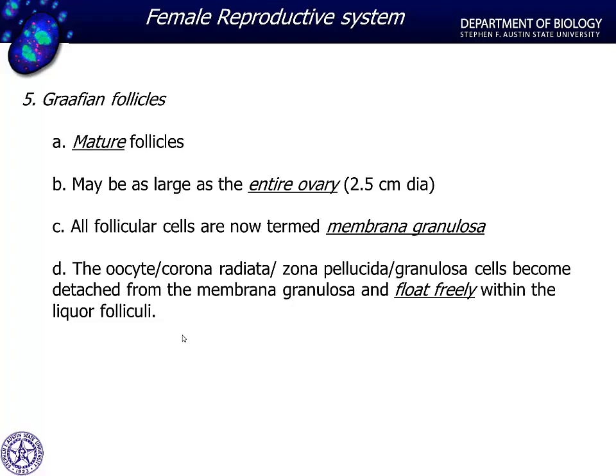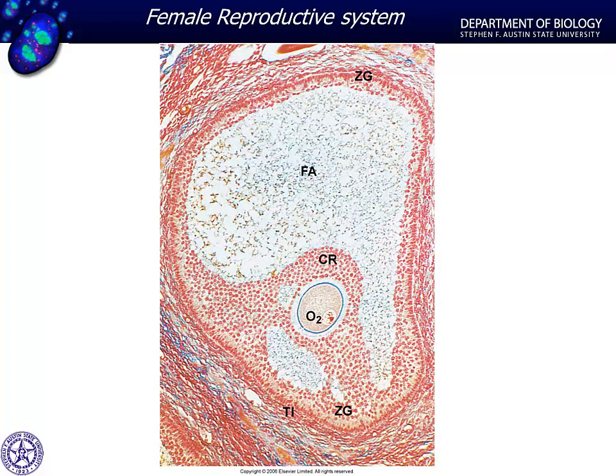And I prefer to call the Graafian follicle stage, separate it from a secondary, when the oocyte, corona radiata, zona pellucida, cumulus oophorus cells, when those are free floating within the liquor folliculi. Now, some textbooks and some authors choose to do this differently. Some consider this to be a Graafian follicle stage, but to me, you still have a lot of interconnections here. This is still attached back to our zona granulosa or membrana granulosa here.